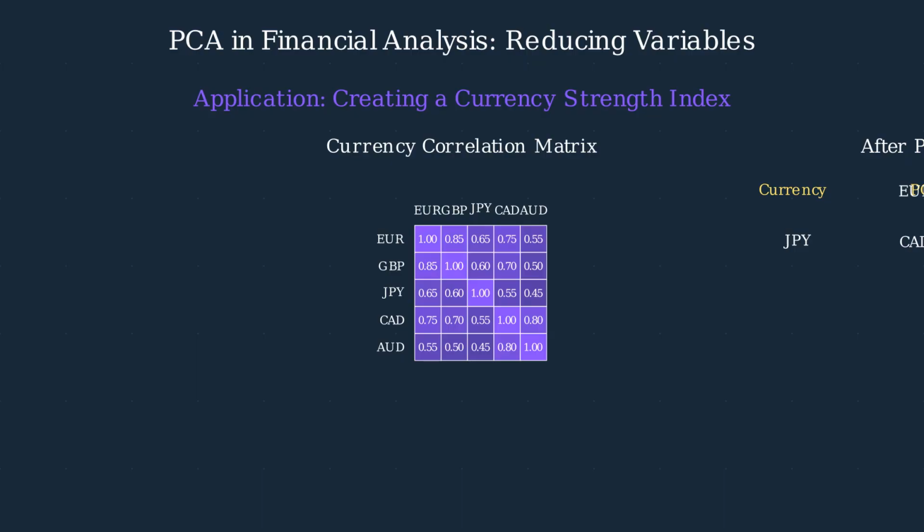The table shows how each currency contributes to the first 2 principal components. We can interpret these components meaningfully. The first principal component represents general currency market movement, explaining 48% of variance. The second component differentiates between commodity and non-commodity currencies, explaining another 29% of variance.